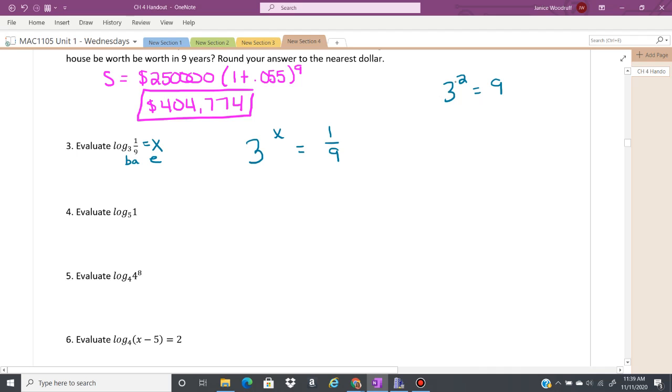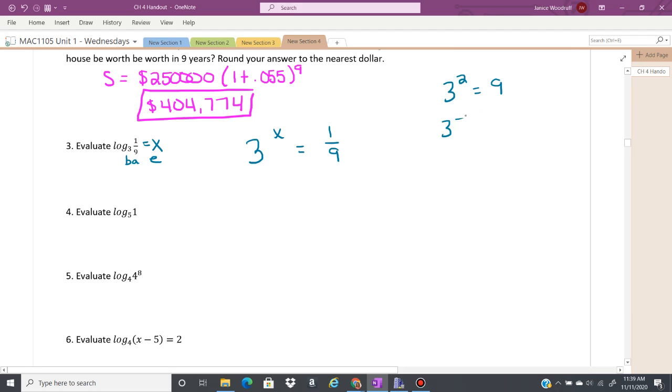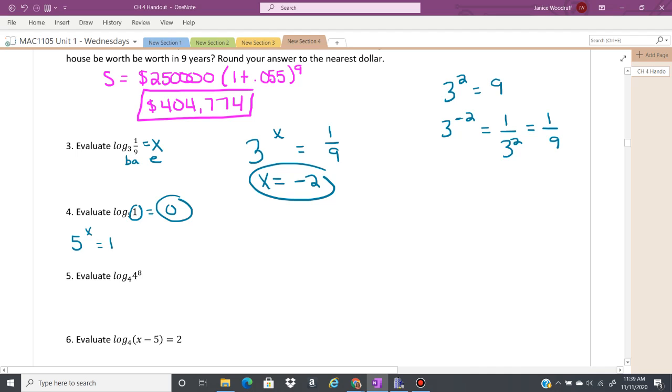Yeah, if I gave it a negative value, then it goes down, because 3 to the negative 2 is going to become 1/3 squared, which would be 1/9. So here x is going to be -2. Here, we don't really need to add an x in. Remember your rule here, anything with a 1 there is going to be 0. Or if you wanted to add it in, 5 to what power is 1, that would be 0.